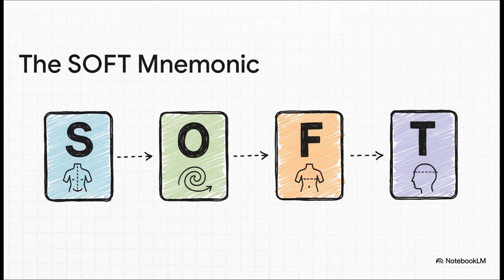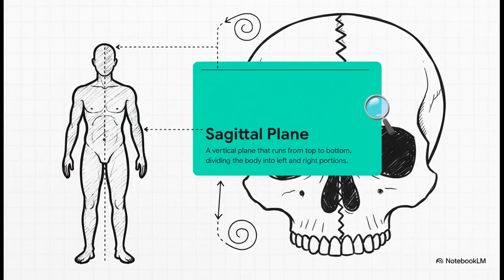Let's break down what each of those means. So, the S is for sagittal. This is a vertical cut, right from top to bottom, that splits the body into a left side and a right side. And a great little trick to remember this is to think of the sagittal suture on your skull. That's the line that runs right down the middle, separating the left and right halves of your head.